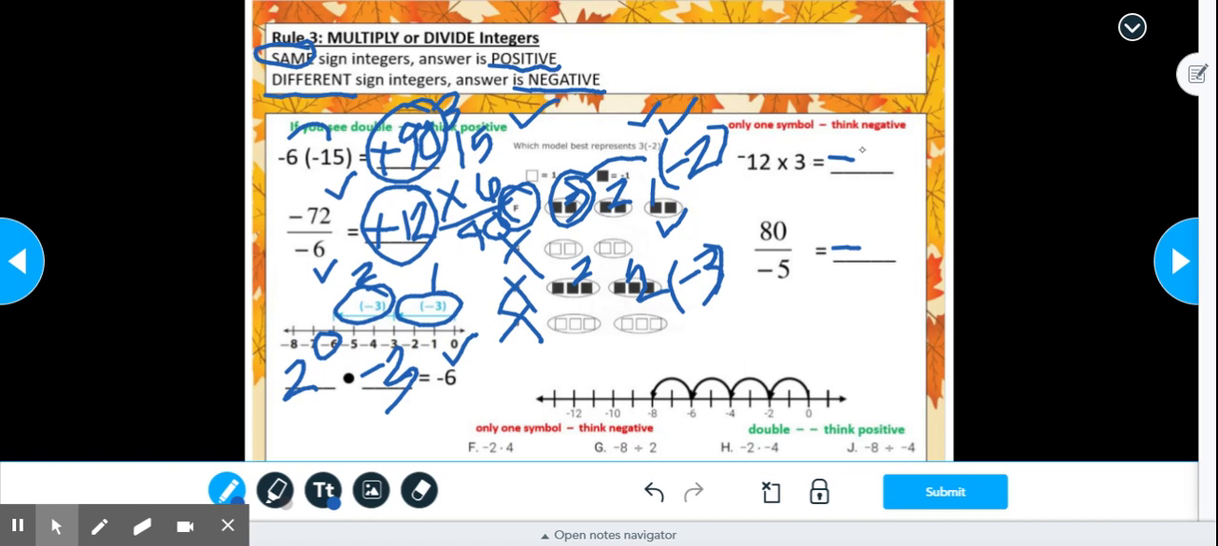So 12 times 3, do our multiples of 12. 12, 24, 36. So negative 36, there's only one negative, so our product is negative.